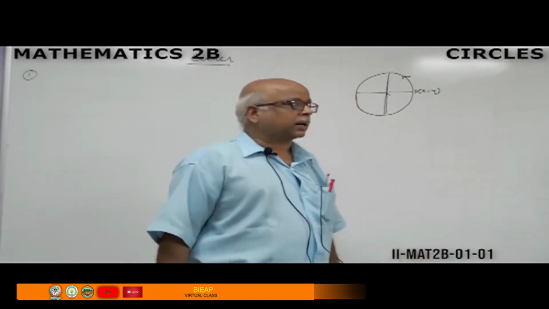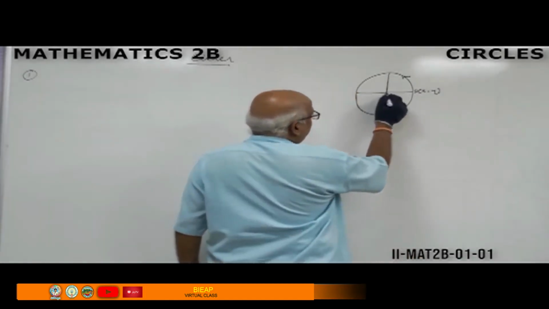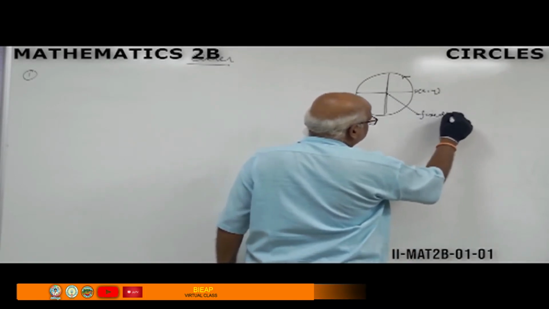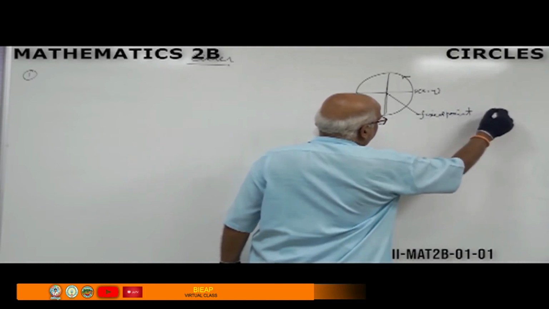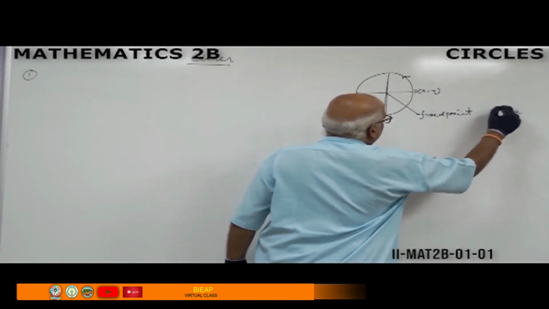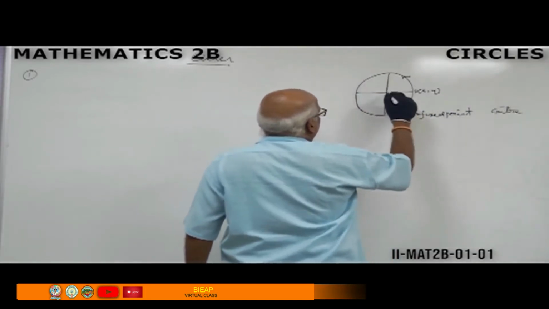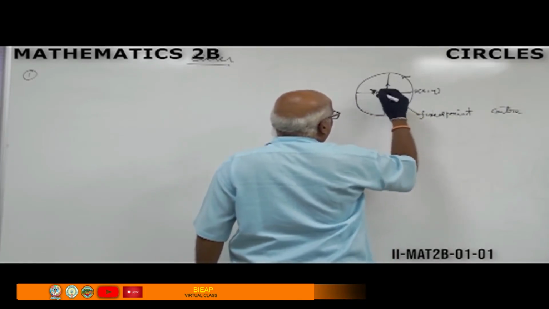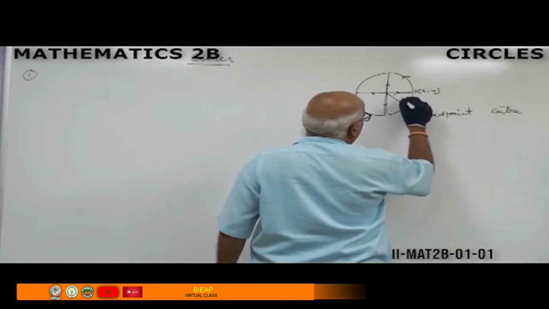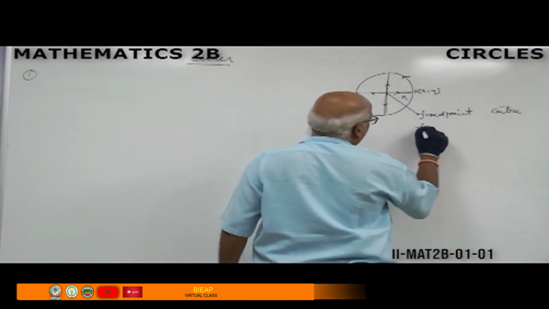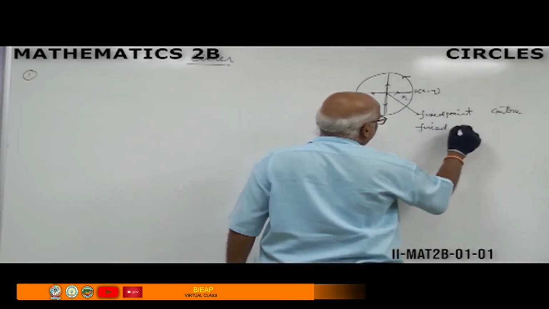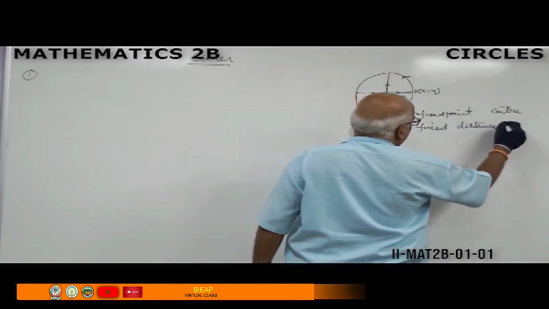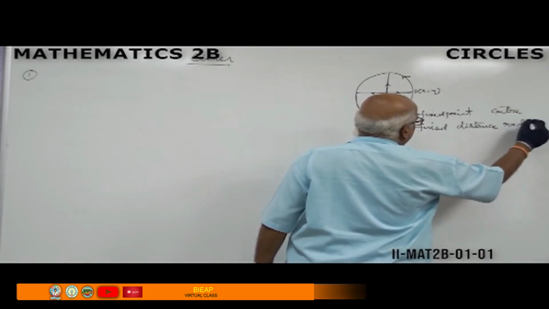curve called a circle. And what is the name of that fixed point? The fixed point is the center. This fixed distance, or constant distance, or equal distance, is called the radius.